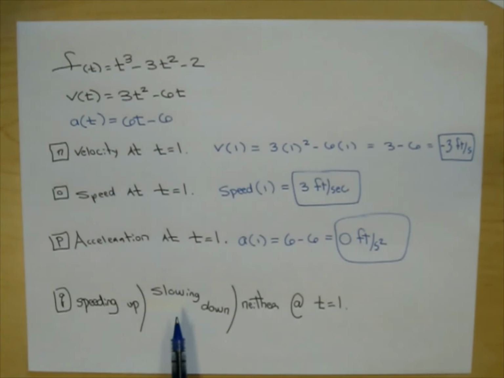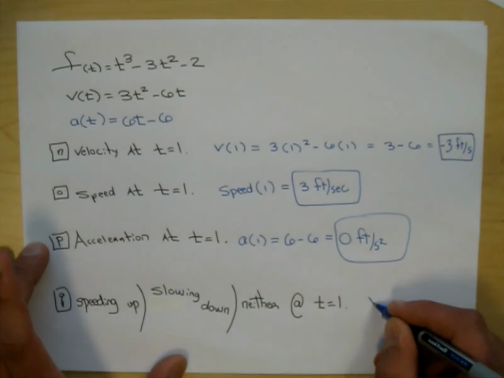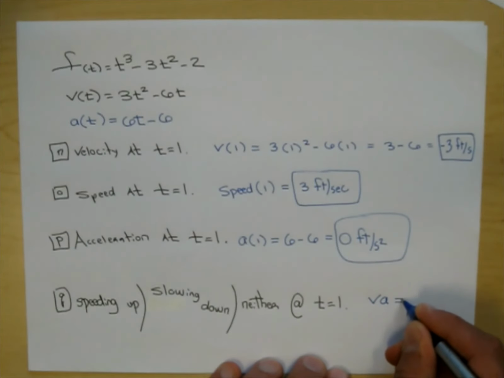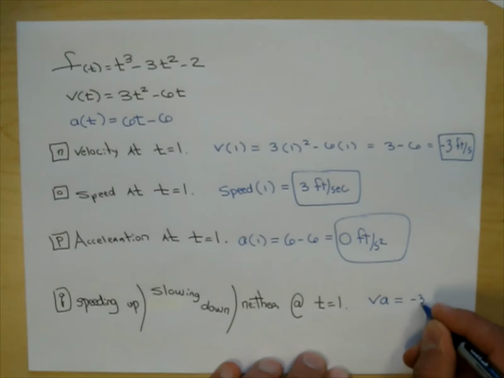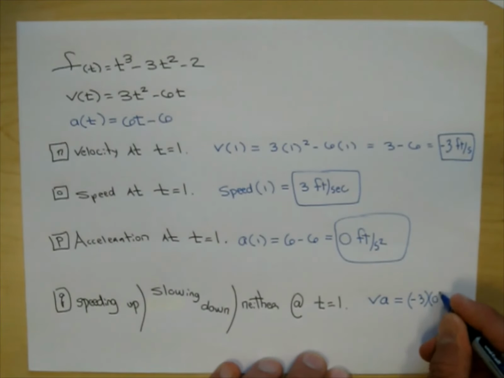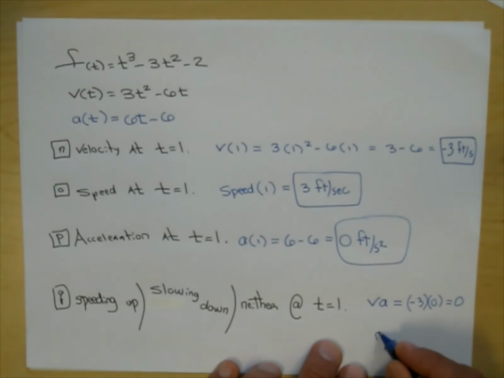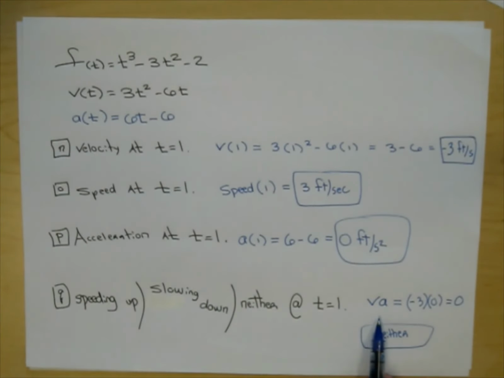Now, is the bug speeding up, slowing down, or neither at t equals 1? So to figure this out, remember the quick way. It's velocity times acceleration. So our velocity times acceleration here is -3 times 0, which is 0. And if VA is 0, the answer is neither. I don't know if you remember that. If VA is positive, then that's speeding up. If VA is negative, that's slowing down.